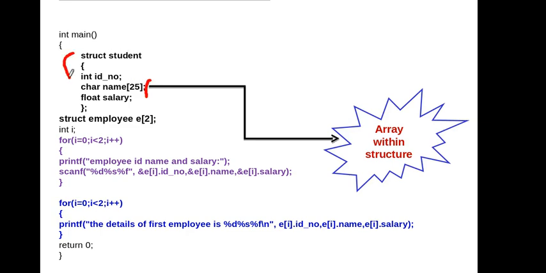So this is the definition of the structure. Within this definition, this is a normal variable, and this is also a normal single variable, right? When you observe the name variable, the name is of type array of characters. This concept is called array within the structure. The array is within the structure, right? So this program is an example for both array of structure and array within structure, right?